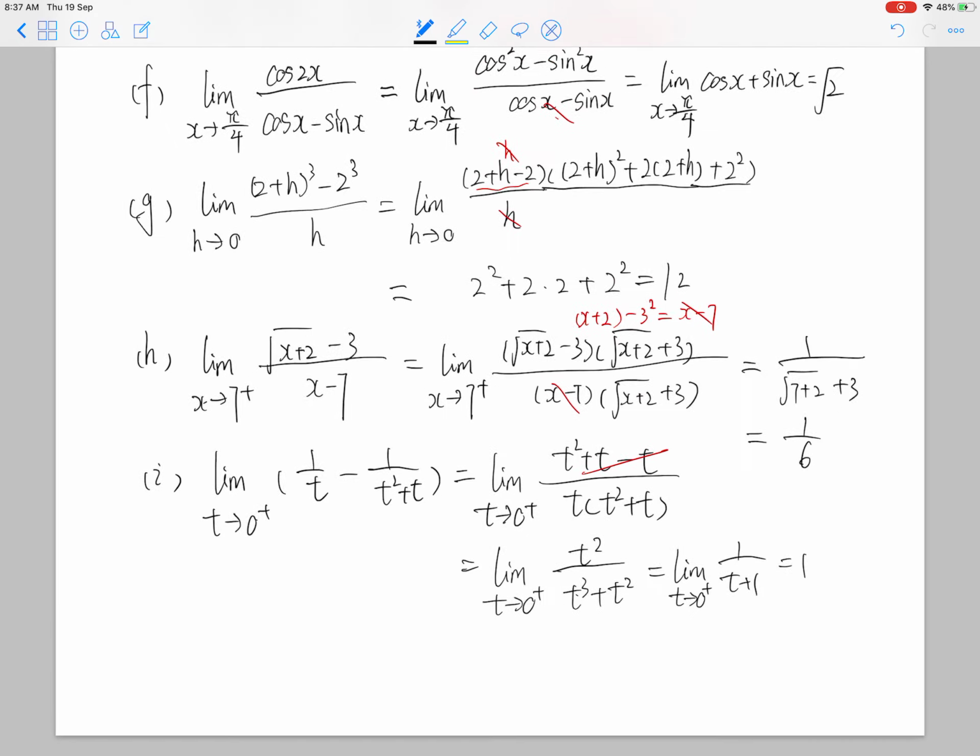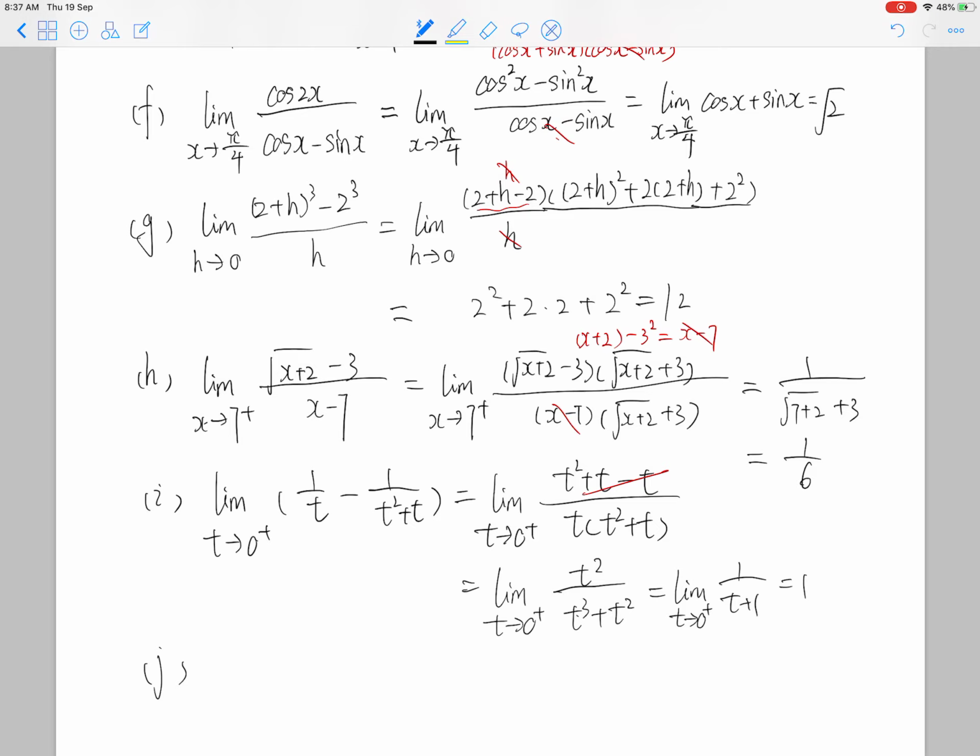So problem J, I will leave it to problem 8. I'll cover the solution in problem 8, because for problem J, I'm going to use the squeeze theorem. I'm going to introduce it there.